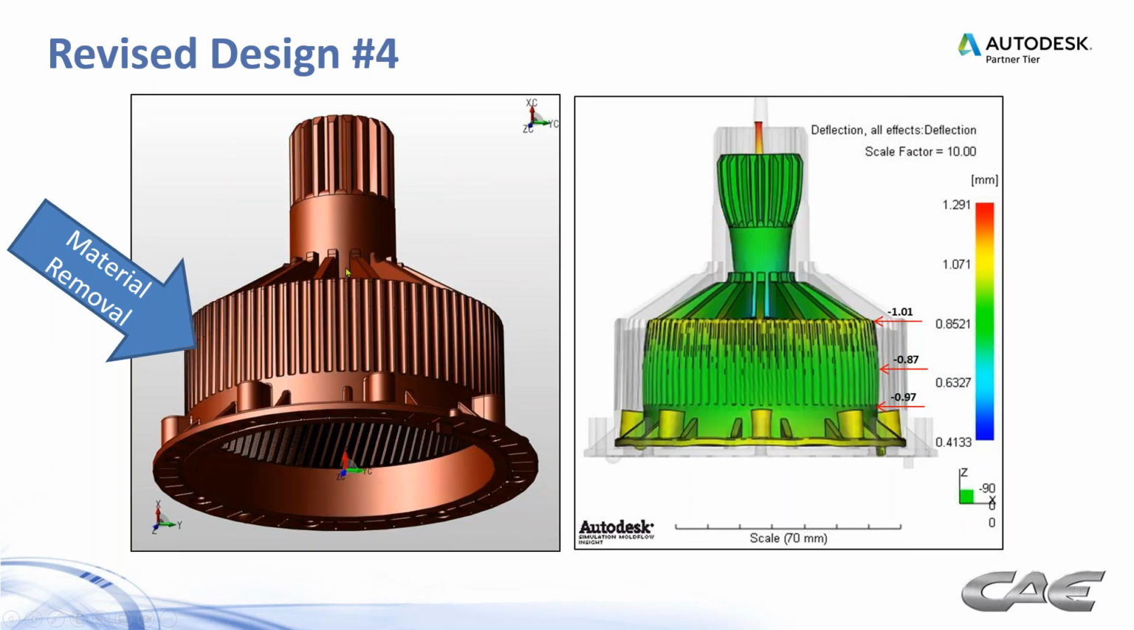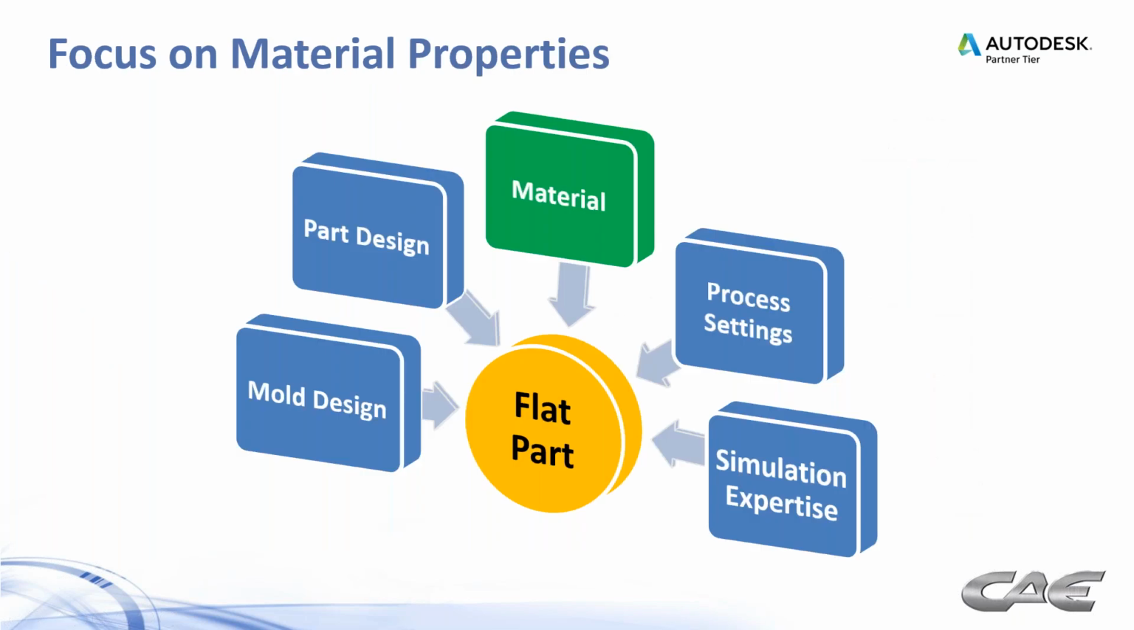So we decided to remove material in the die draw direction. And by doing so, we were able to, again, get it to bend out in the opposite direction. And the amount that it was bending was acceptable. And now having it in this direction was also acceptable. So that's part design.